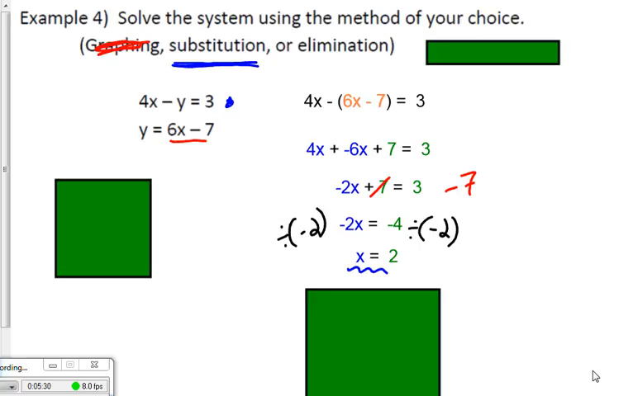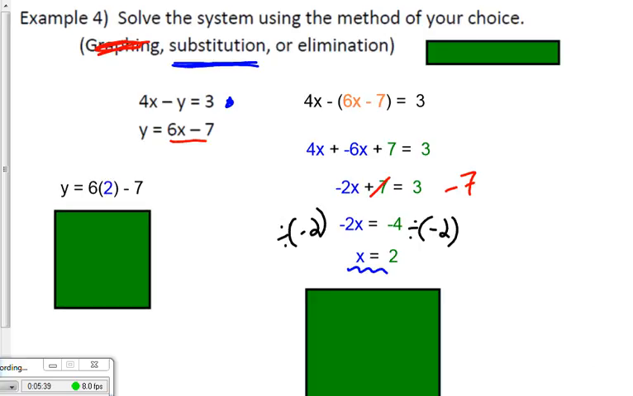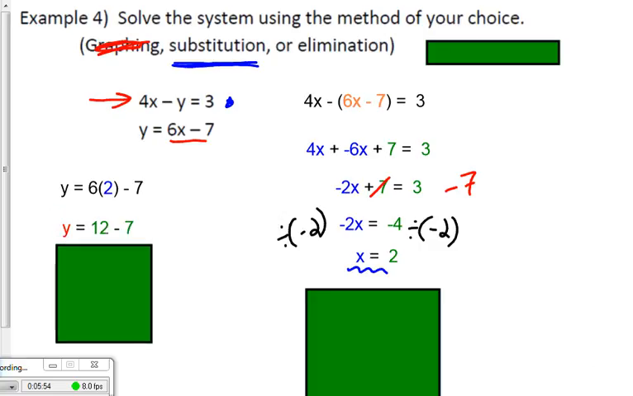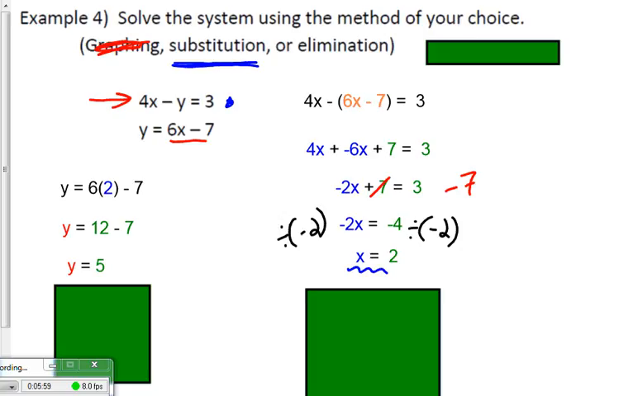Again, this time we're using substitution. You can use any of the methods you want, but now that we know one piece, we have to plug it back into one of our equations. You could have used the top one, that's fine. I just happened to choose the bottom equation, so y equals 6 times 2, and then minus 7. 6 times 2 is 12, so y equals 12 minus 7. 12 minus 7 is 5.